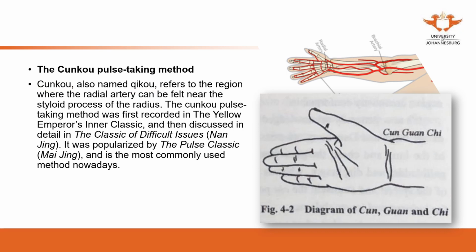This diagnostic method was proposed in Nanjing, also one of the four classics, and it became more popular after Maijing. Nanjing proposed that all qi and blood gather in this area. That's why we can diagnose from here. And this also explains the reason.